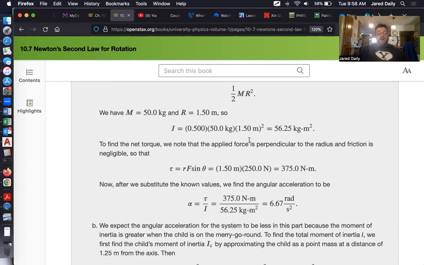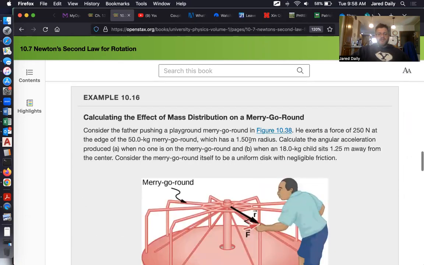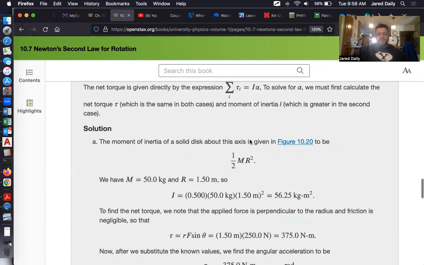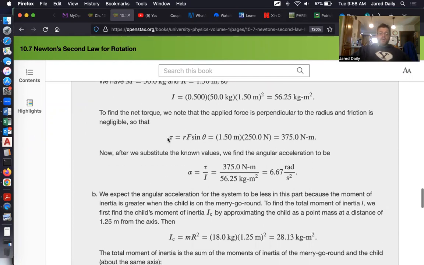And then, let's see, do they have a kid on this thing? No. Okay. And that's fine. So they're calculating that moment of inertia, 56.25 kilogram meter squared. Then the torque is equal to r times f sine theta, so they can calculate the torque because they've given us the radius and the force that's applied, so we can calculate that to be 375 newton meters. And from Newton's second law, we can calculate alpha because it equals torque over moment of inertia. So that ends up being 6.67 radians per second squared.